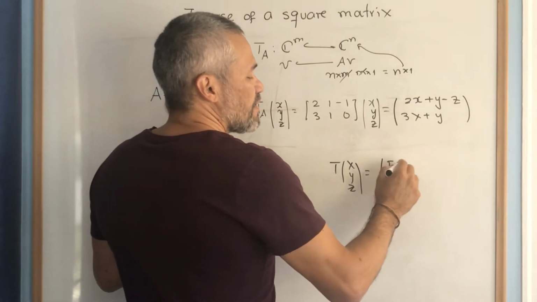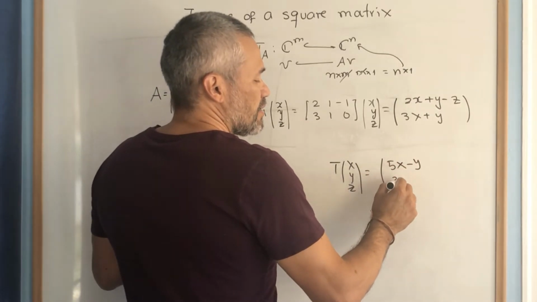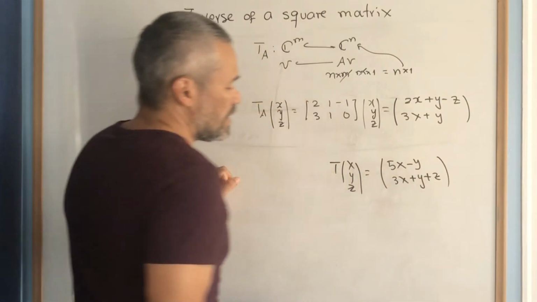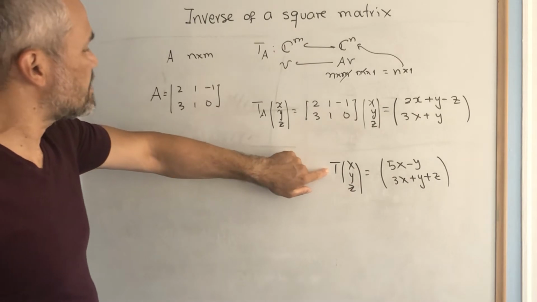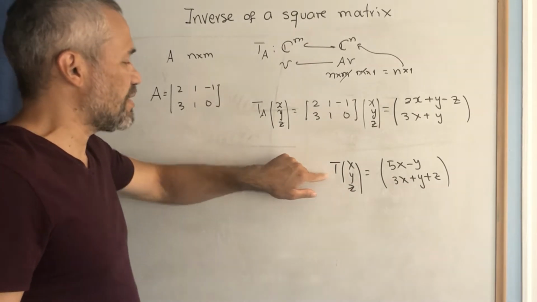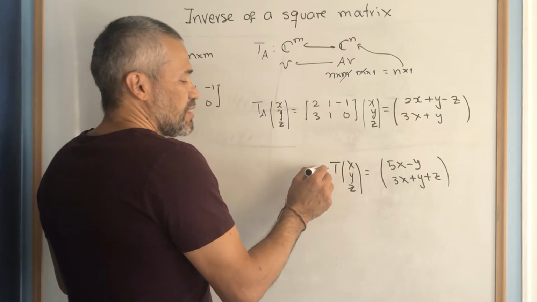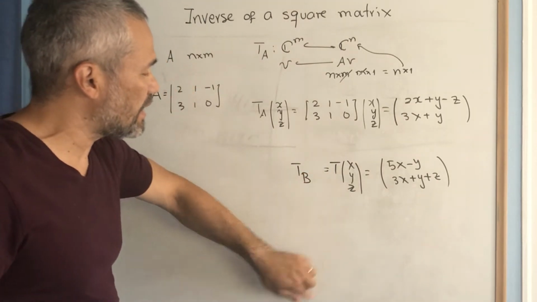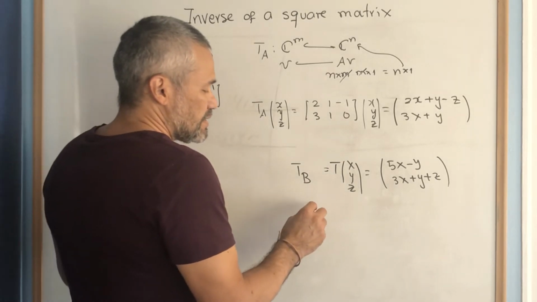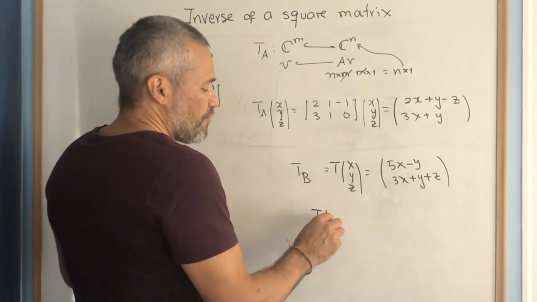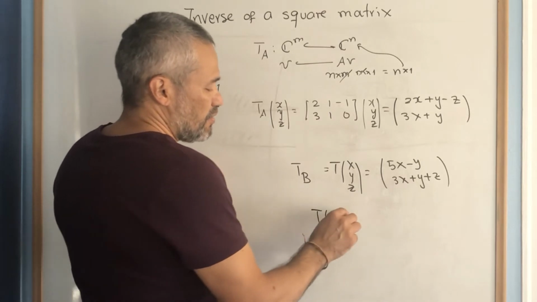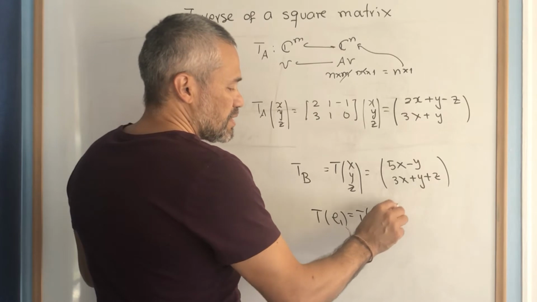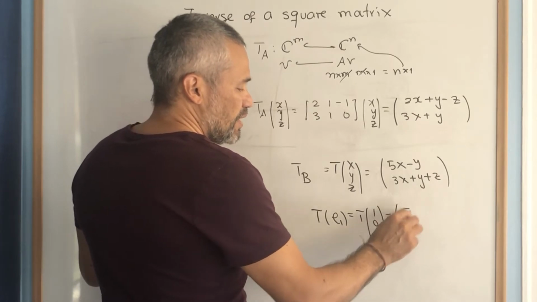If we have a transformation like this, like T of x, y, z equal to 5x minus y, 3x plus y plus z, we wonder where this transformation comes from. What is the matrix that produces this transformation? Let's suppose that this is T of B. We have pointed out that the way to do it is just to compute T of the vector E1. T of the vector E1 is T of 1, 0, 0, which is 5, 3.